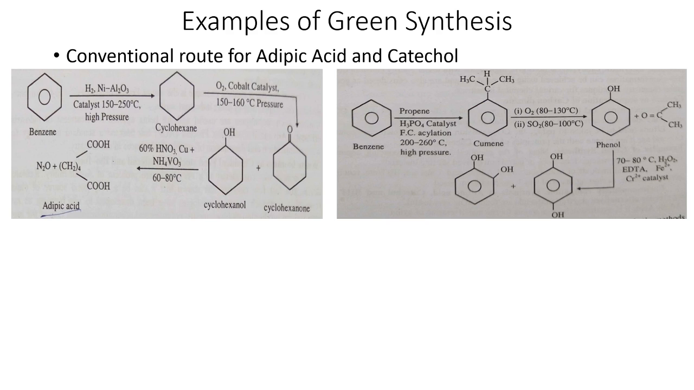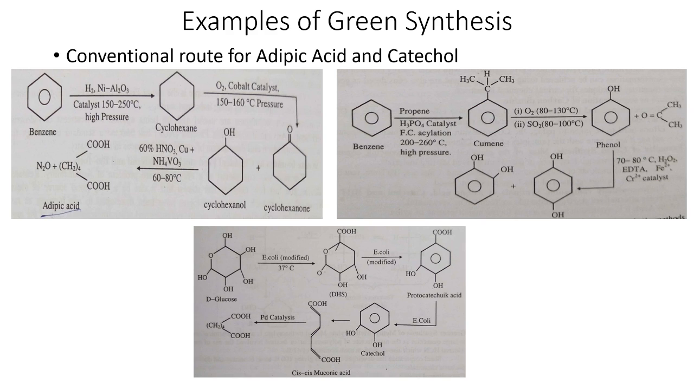Okay, now here it can be synthesized using renewable feedstock, that is D-glucose, and the catalyst is a biocatalyst. And the energy requirements are also very low, and the synthetic route is like this. So you can see here D-glucose is a renewable biomass feedstock chemical. Then the catalyst is E. coli. You can see the temperature is also very low.